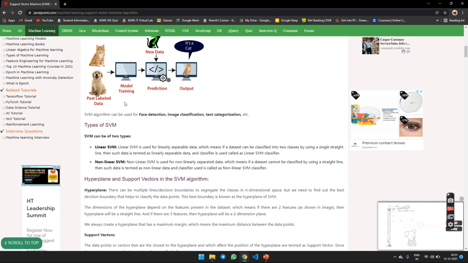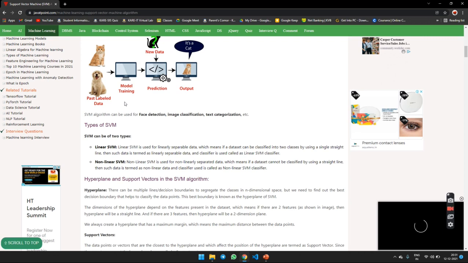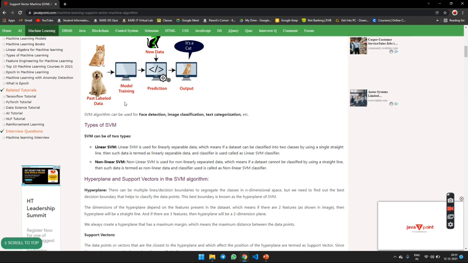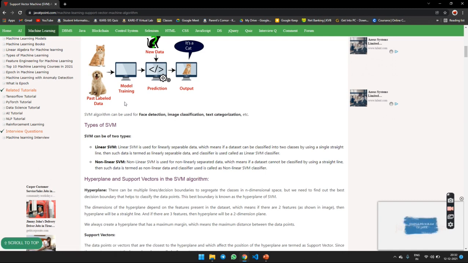Linear SVM is used for linearly separable data, which means the data set can be divided into two classes using a single straight line. Such data is termed linearly separable data, and the classifier used is the linear SVM classifier. Non-linear SVM is used for non-linearly separable data, which means the data set cannot be classified using a straight line, and the classifier used is the non-linear SVM.